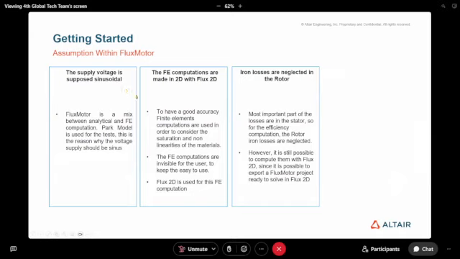Yeah, I want to come back then to the assumptions. Flux Motor is really a mix between analytical and finite element computation. The finite element computations are mainly magnetostatic computations in order to take into account the saturation and the non-linearities of the material. Then we use these magnetic fluxes to compute the different inductances and then build the Park model as well. So this is to have a good ratio between accuracy and computation time.